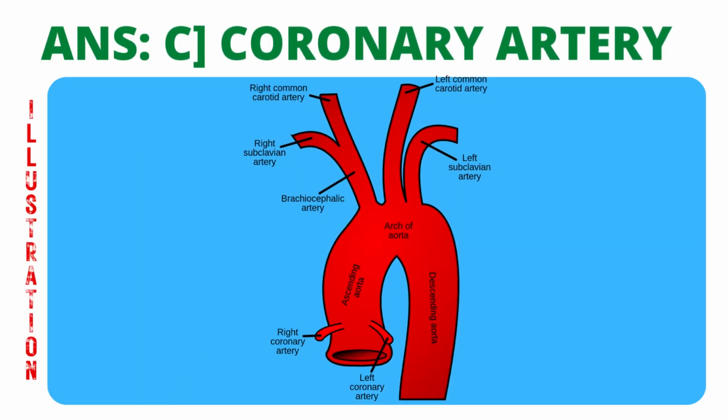The coronary artery will be the first branch to rise immediately after the aorta exits from the heart. And if you see option A, left subclavian artery, it will arise from the aortic arch. The left common carotid artery will also arise from the aortic arch. Brachiocephalic artery will be a branch arising from the aortic arch too.